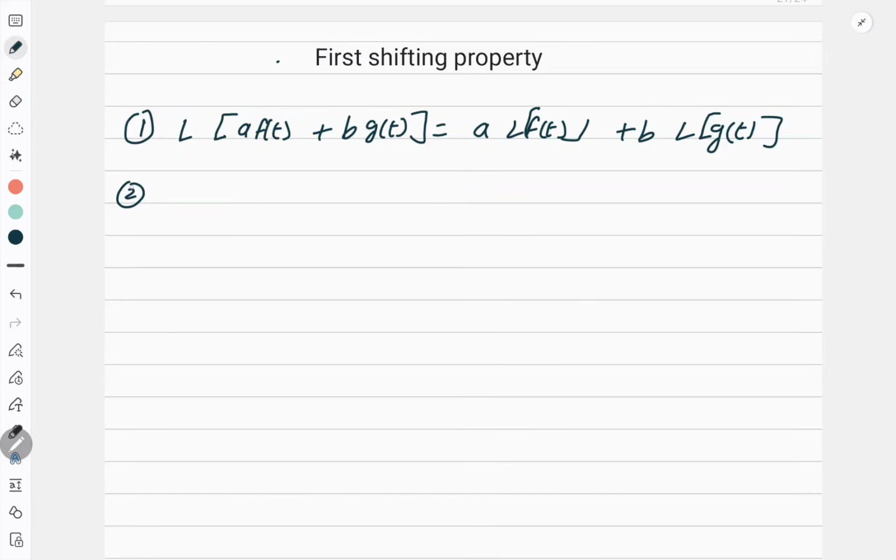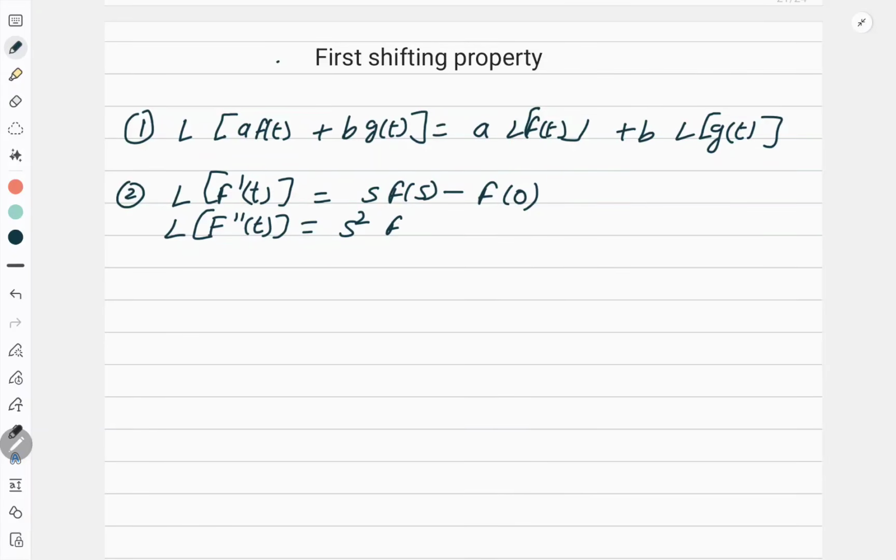Then, if you want to find the Laplace transform of a derivative, this will be useful when you solve differential equations. It is s F(s) minus f(0). Same way, if I do L of f double dash t, then it is s squared F(s) minus s f dash 0 plus f of 0. Right? So this way I can find different values. This is f(0) and this is f dash 0.